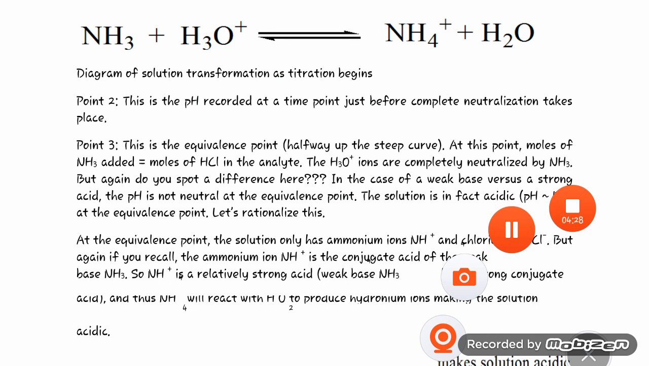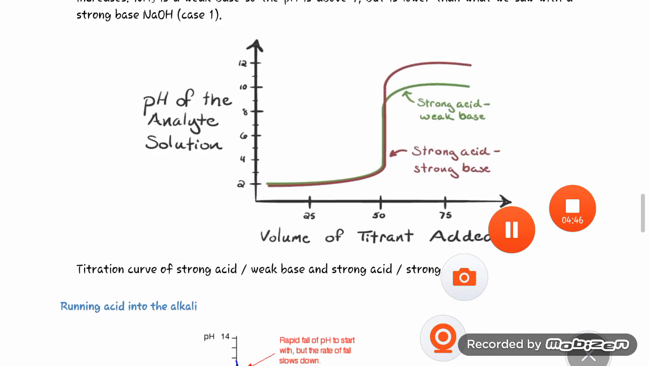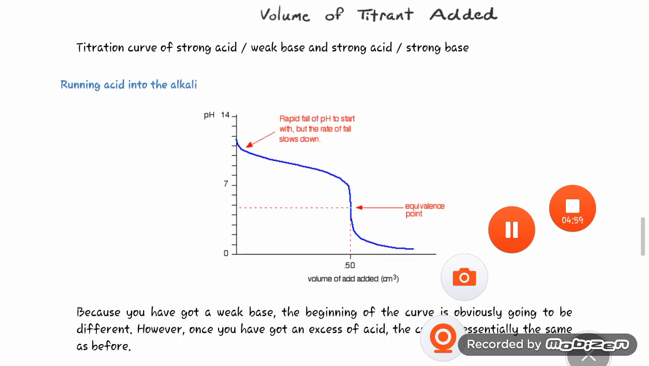At this point, moles of NH3 added equal moles of HCl in the analyte. So you can see this reaction. In this reaction, you can see the red color, which makes the solution acidic at the equivalence point. So we get this curve. In this, the green line shows the strong acid with weak base and the red line shows the strong acid with strong base.